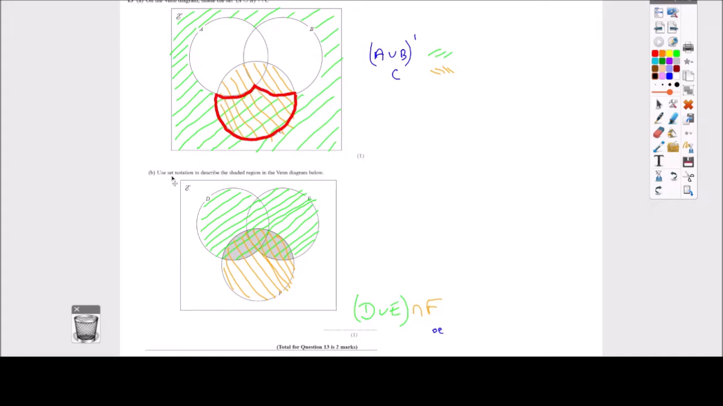Now for part B, use set notation to describe the shaded region in the Venn diagram below. I think there are a number of possible answers to this. The one I've come up with is D union E, so that's the bit in green, intersection F. So where does the green intersect with the orange? It's in these areas here. So D union E, put it in brackets to make it clear that's what comes first, and then intersection F.